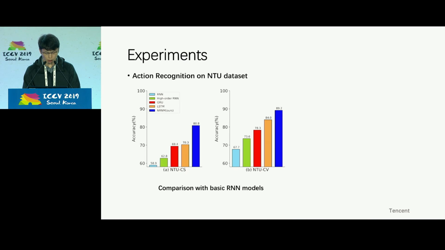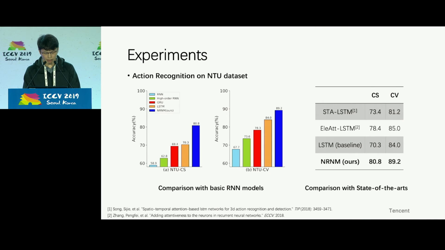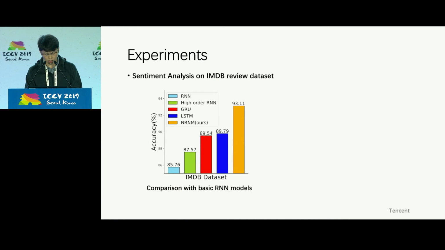We first compare our model to the basic recurrent models on the NTU dataset with evaluation metrics CS and CV. The figure shows that high-order RNNs perform better than vanilla RNNs, which implies the necessity of the non-local operation, since high-order connection can be considered as a simple non-local operation in a local area. And our model also outperforms STM. Next, we compare our model to the state-of-the-art methods. Our model achieves the best performance under the same condition.